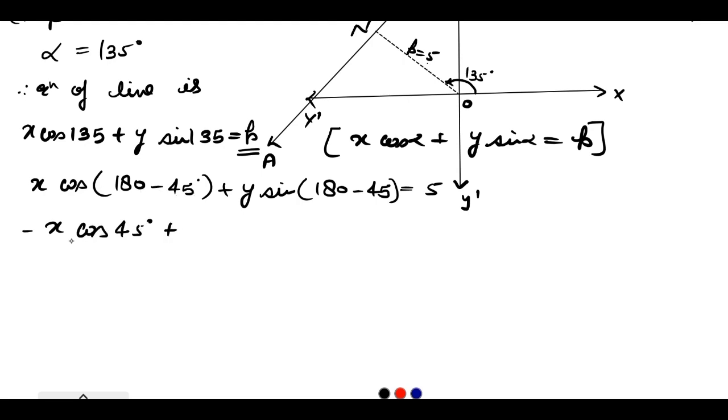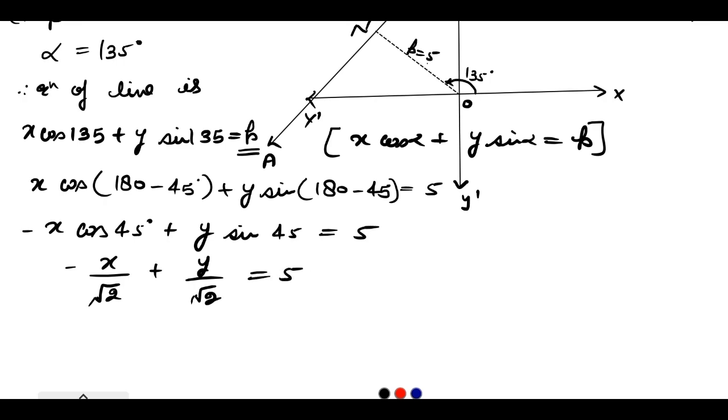Cos of 180 minus theta is minus cos theta, and sin of 180 minus theta is sin theta. Cos 45 is 1 upon under root 2. Sin 45 is 1 upon under root 2. So the equation of line is x minus y plus 5 under root 2 is equal to 0.